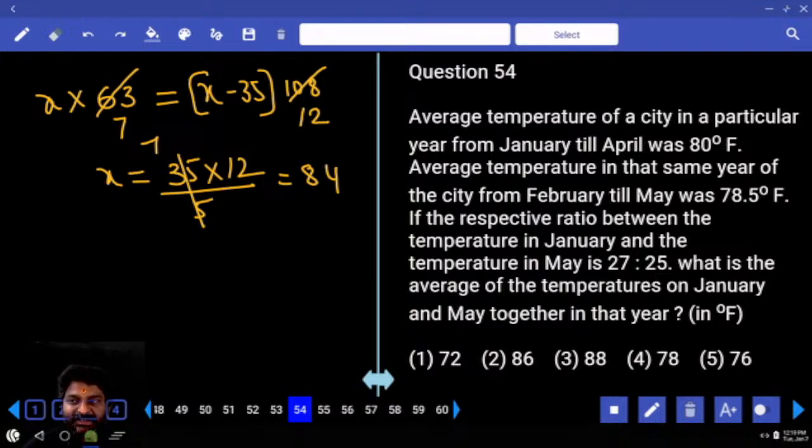The average temperature of a city in a particular year from January to April was 80. The average temperature in that same year from February to May was 78.5. If the respective ratio between the temperatures in January and May is 27:25, what is the average temperature of January and May together in that year?